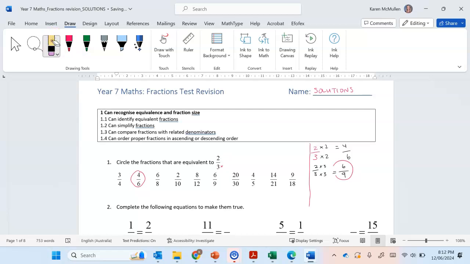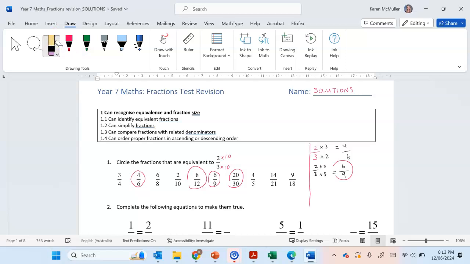What did we do to the top to get to the 8? We multiply by 4 and multiply the 3 by 4, and I actually get 8/12. So that's another equivalent fraction. There's the 6/9, which we did before, which is awesome. The next one, what did I multiply the 2 by to get to 20? I multiplied it by 10, so I've got to do the same to the bottom. Fantastic, that's 20/30, so that's another equivalent fraction.